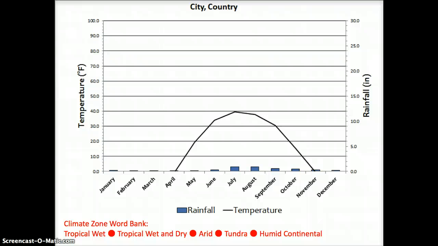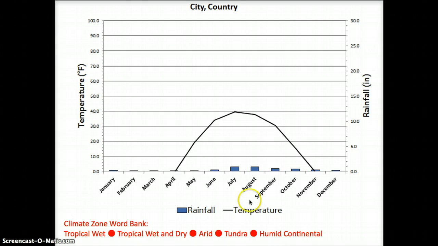Okay, on this climate graph, we're again going to use the word bank at the bottom to determine what type of climate zone is shown. So let's start with precipitation. You can see that throughout the year, the precipitation is very low. So that disqualifies tropical wet and dry, and humid continental, leaving us with arid or tundra.